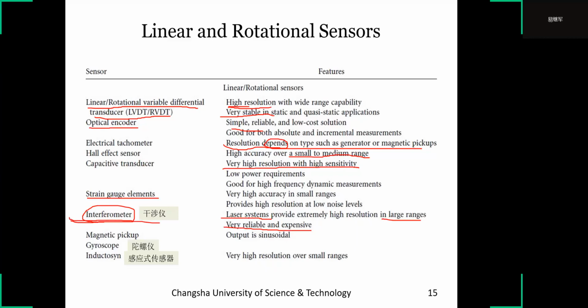Interferometer magnetic pickup, output is sinusoid. Gyroscope, for the mounting orientation. Inductance is very high, resolution over small ranges.